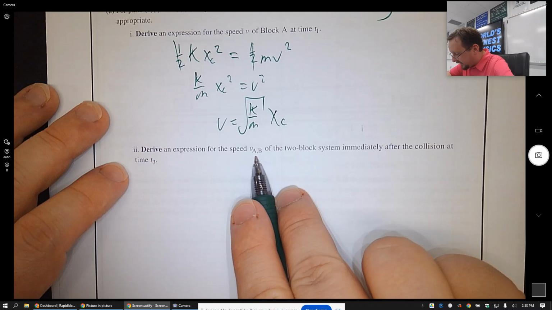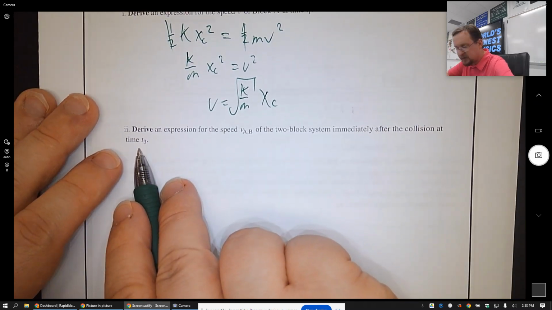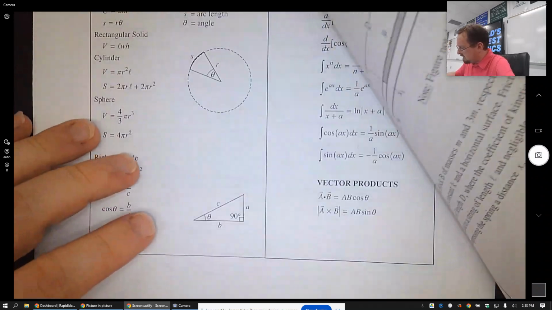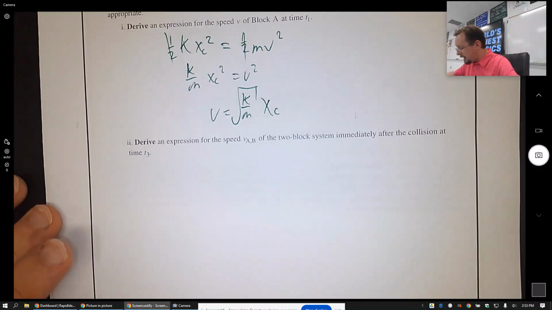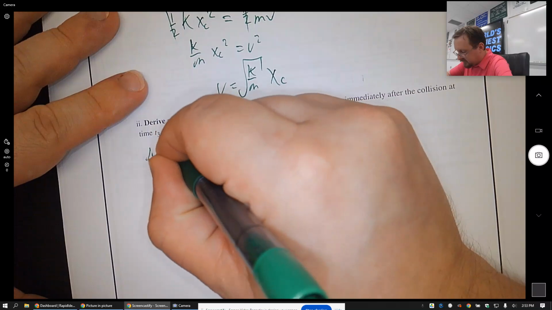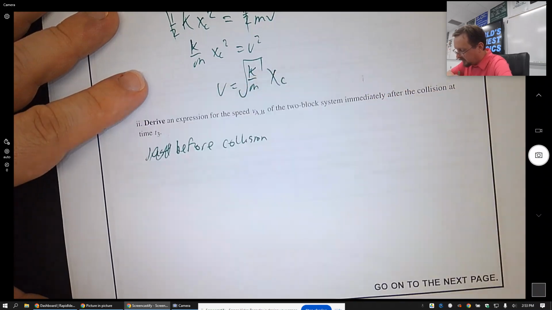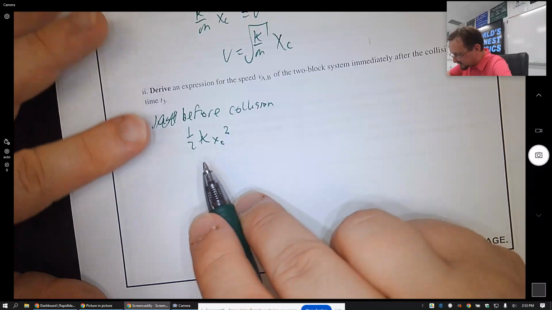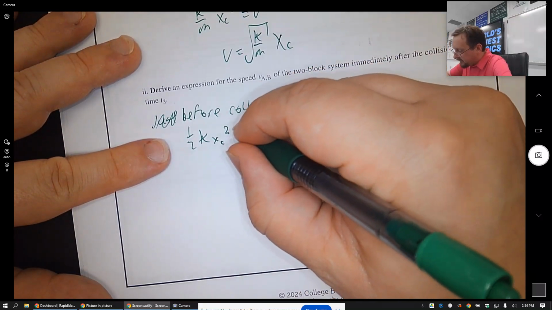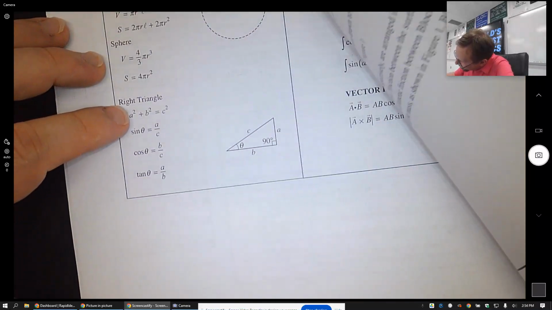Derive an expression for the speed vAB of the two-block system immediately after the collision at time T3. Ha. All right, so I have to do both energy and momentum. I'm going to say, before the collision, we have energy: 1/2 kx squared is the potential energy, and that's going to equal 1/2 m v initial before the collision. It's 1 m, isn't it?